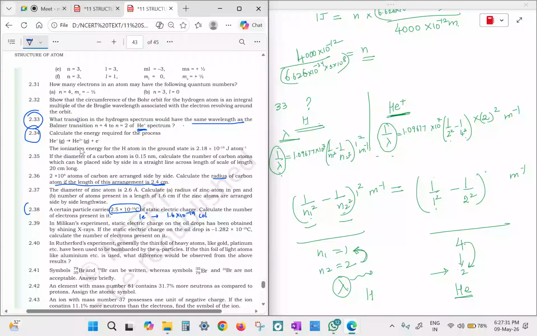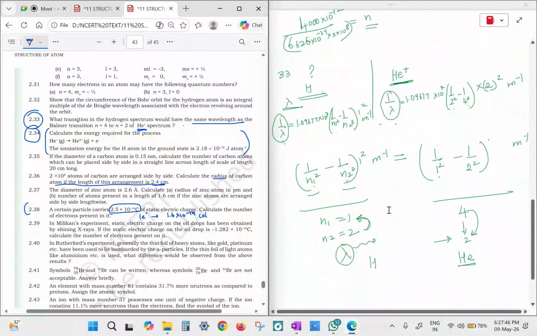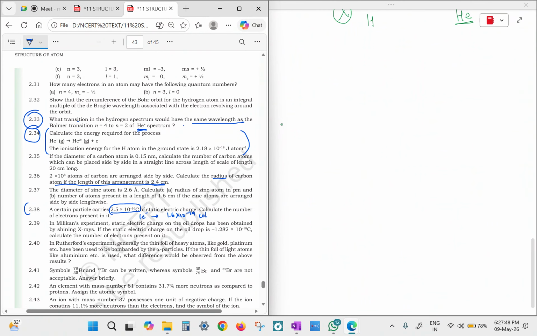34th is simple. 34th we just did. Try 34th. Calculate the energy required for the process. Is it not ionization? Yes, He2+ going to He3+ plus 1 electron. And they are giving you some reference value. Why are they giving you that?